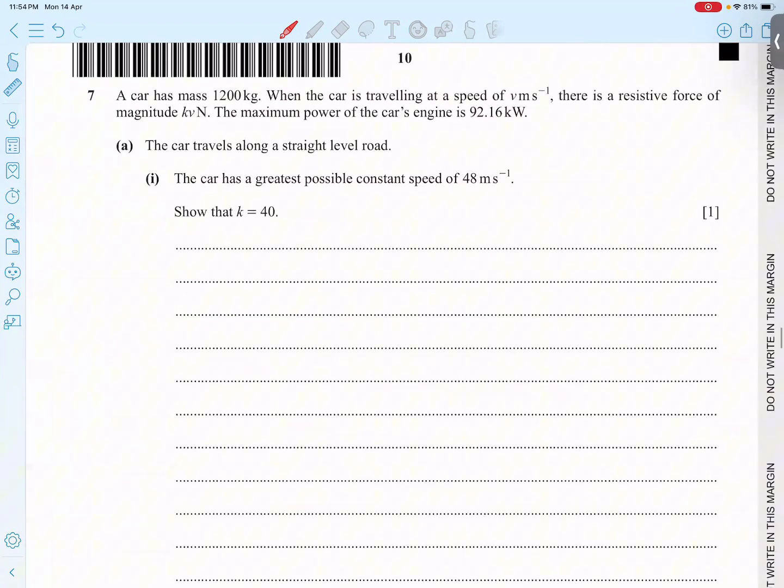Next we have question number 7, and the mass is 1200 kilograms, okay? When the car is traveling at speed V, there's a resistive force. It means friction force, resistive force or friction force. So let me write it here. Friction force is kV throughout the question. Maximum power is this many kilowatts. I will multiply by 1000, so 92160 watts.